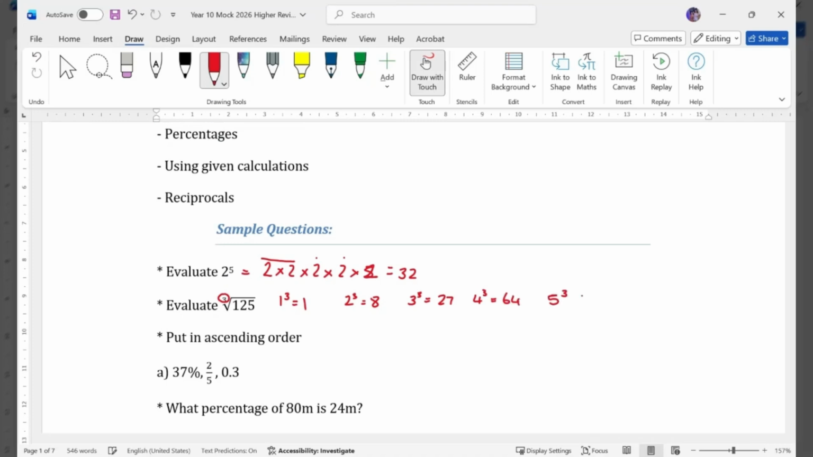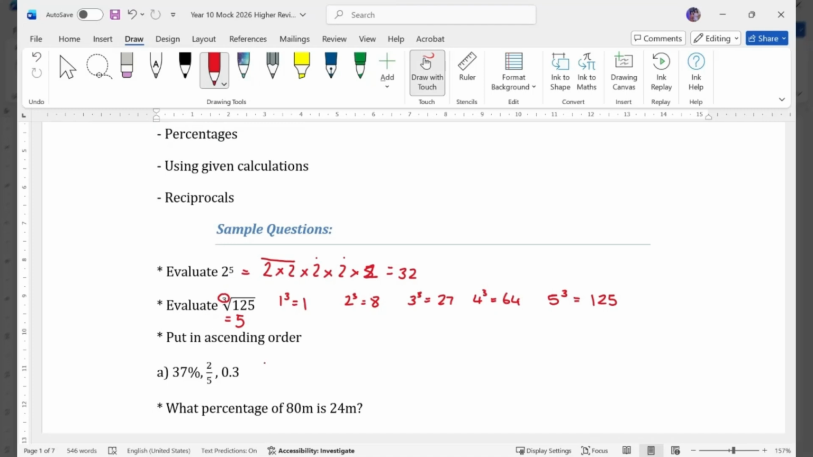Well, 5 times 5 is 25. And 25 times 5 is 125. So the cube root of 125 equals 5. Worth knowing all your cube numbers up to 5 cubed, I'd say. Okay, there's a chance you'll get a cube root of one of those.